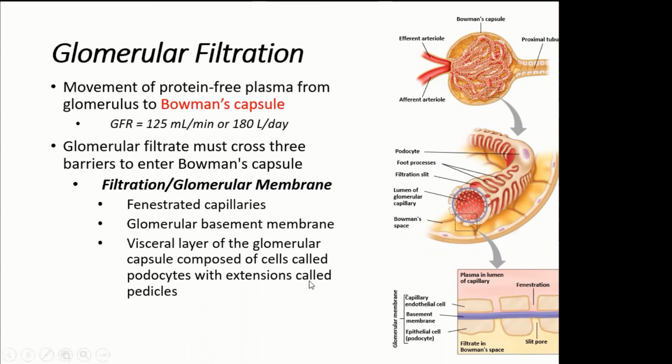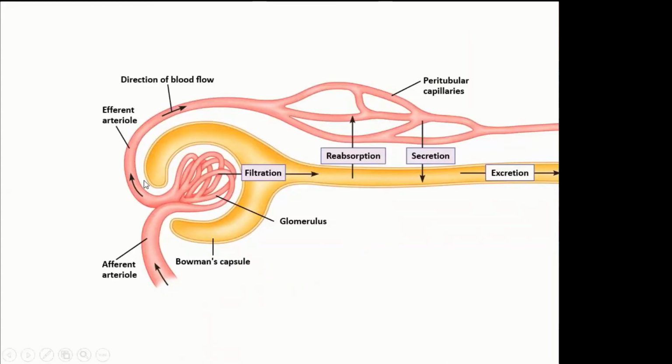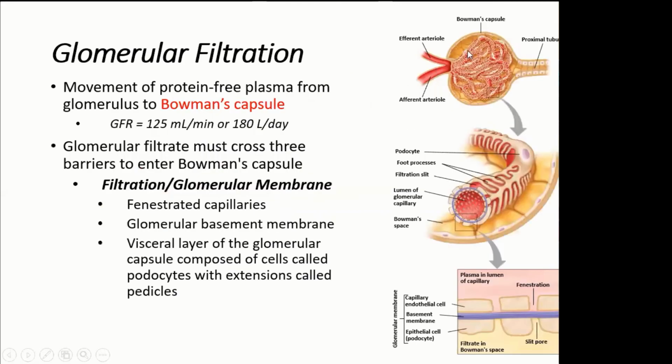So before, on the previous slide, this picture shows Bowman's capsule just as this kind of cup, but the actual microscopic anatomy is kind of more complicated looking. So here what we're looking at is Bowman's capsule, and we can see that it also has cells kind of lying on top of the glomerulus, which is that sort of capillary bed. Okay. A ton of plasma actually moves out of the glomerulus at this point.